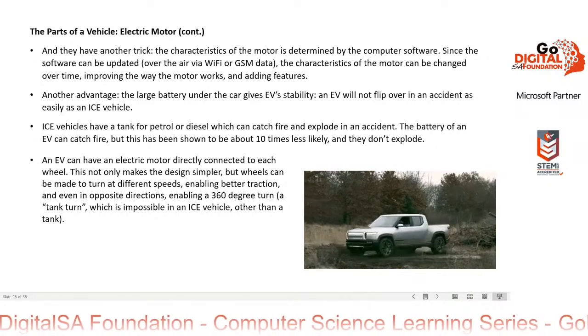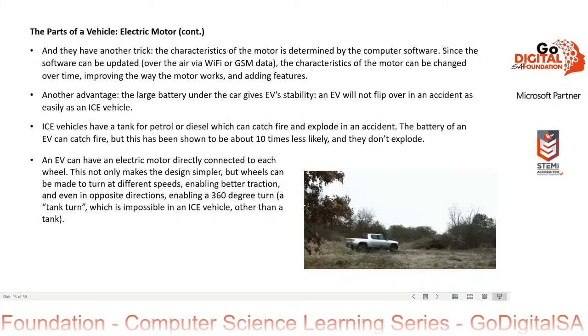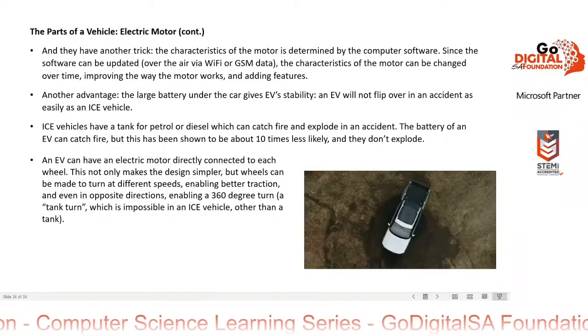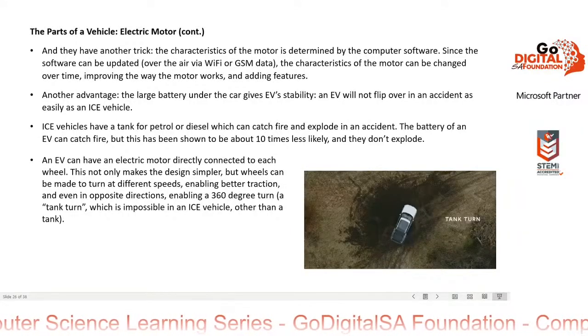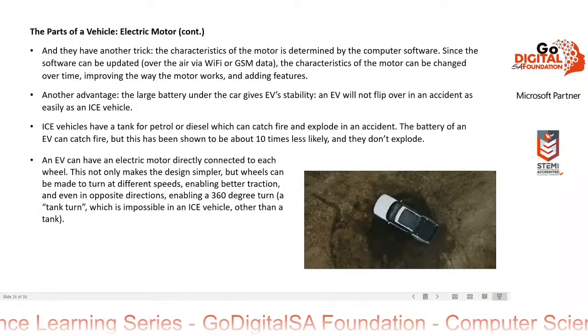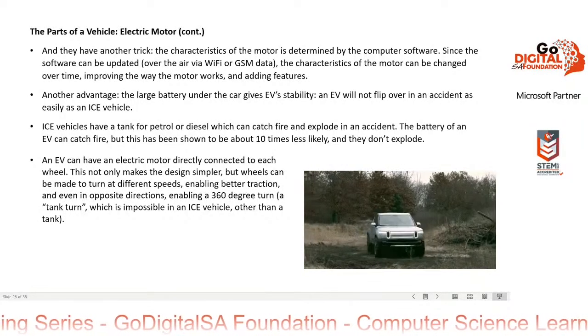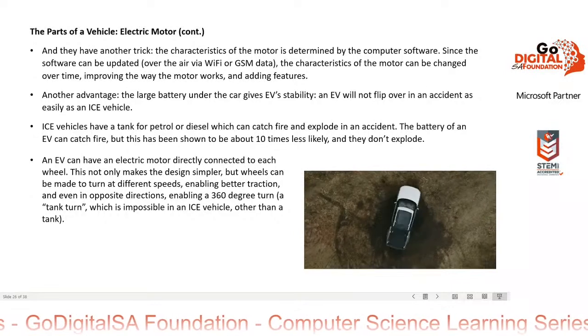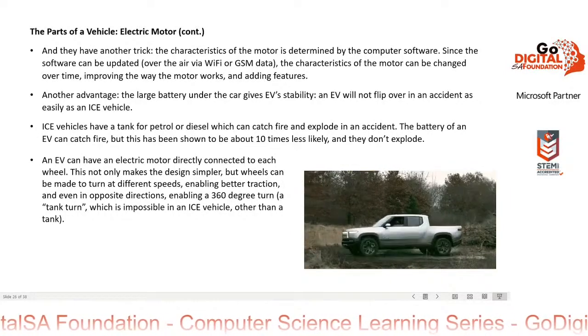Okay, as you can see here, this truck is going in circles without moving forwards or backwards. What's happening is the two wheels on the one side are going in reverse and the wheels on the other side are going forward. So that causes the vehicle to turn without moving.